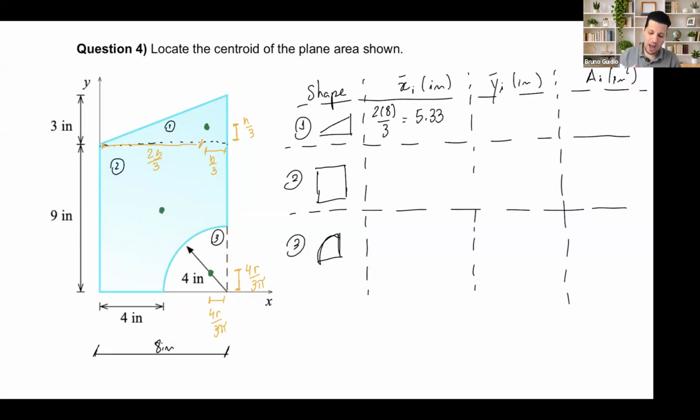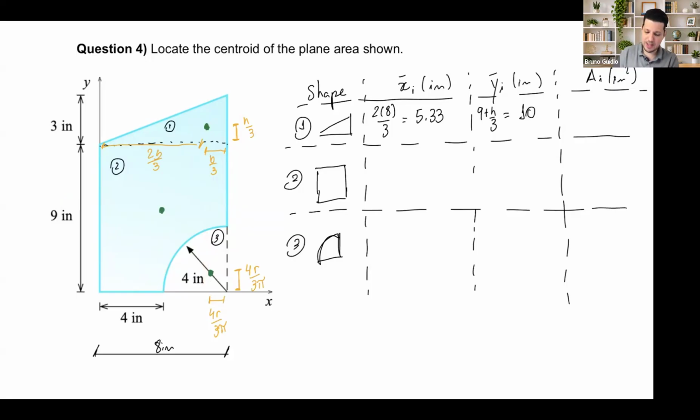Y. Same thing, from here to there, to the axis. The total here is 9 up to here, plus h over 3. So this is 9 plus h over 3. In this case it's going to be 10. Sounds good?